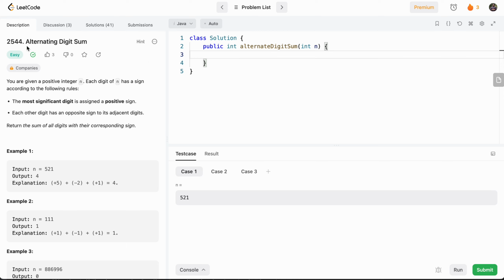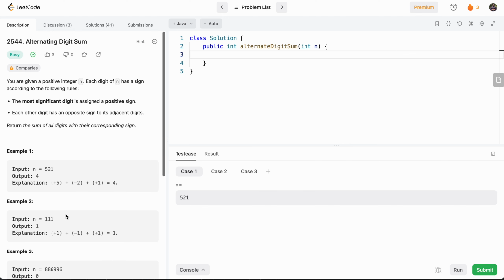In this one, we'll do Leetcode 2544, alternating digit sum. This was part of the Leetcode contest today. So basically what we're given is a number n, and we need to output the alternating digit sum. So the first number would be plus, the second number would be negative, the third number would be positive, and so on for each digit.